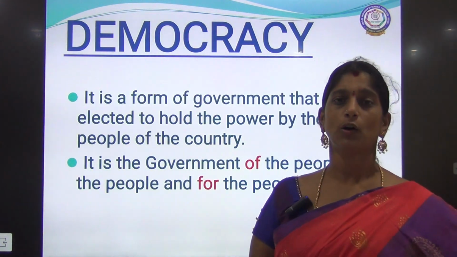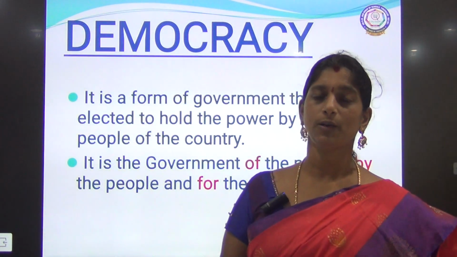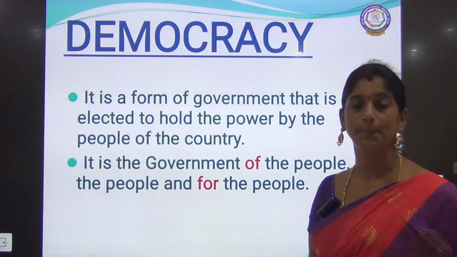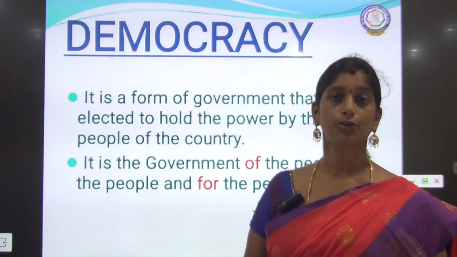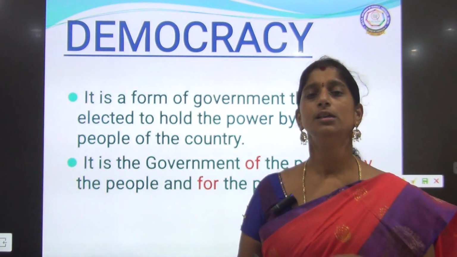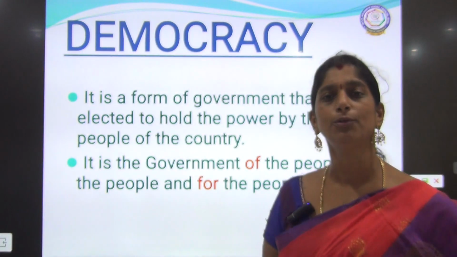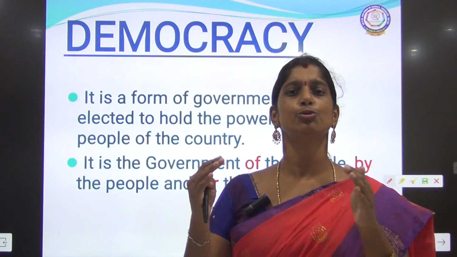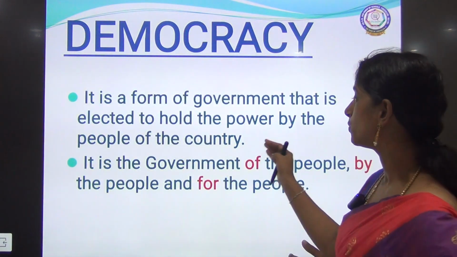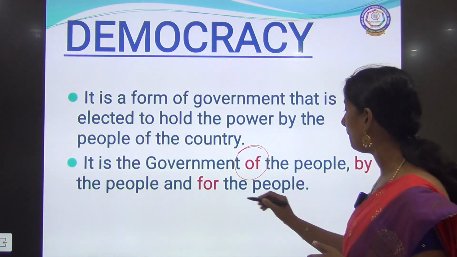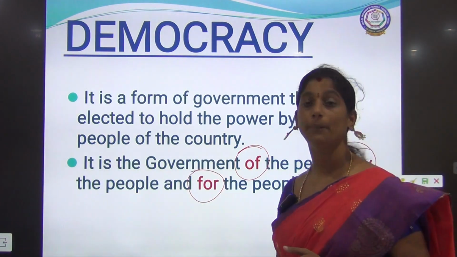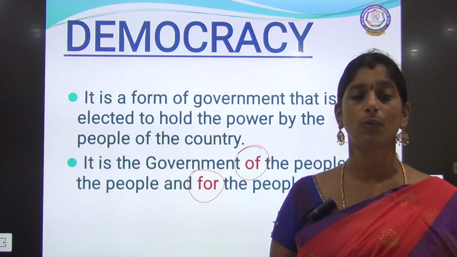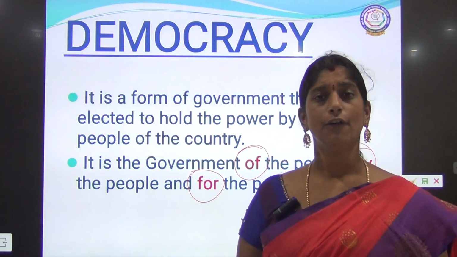So we have seen what democracy is in our previous lesson, right? Now we will see it once again. It is the form of government elected by the people to hold the power on behalf of them. Not everyone can go and rule the country. So what we do? We choose a representative for us to govern us, to take care of us. That is what democracy is. It is the government of the people, by the people and for the people. Clear? This is the very important statement about democracy. It is a government of the people, by the people and for the people.